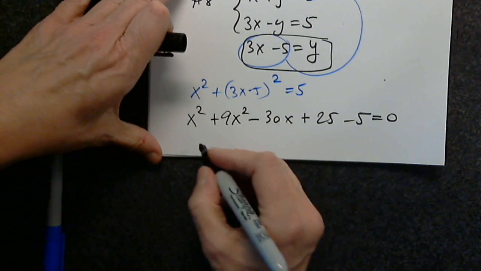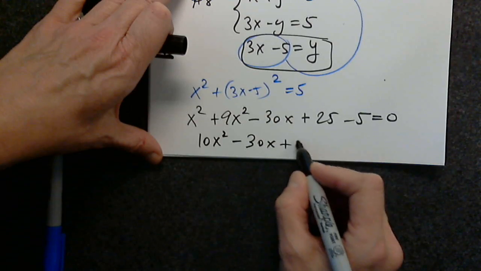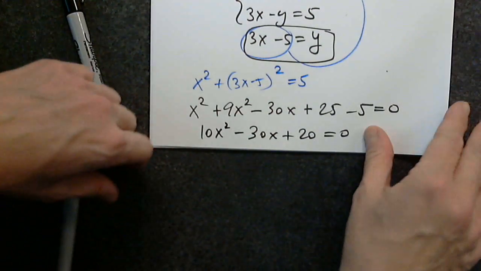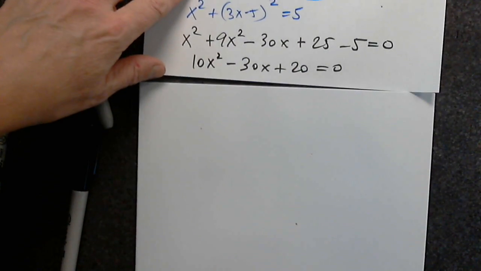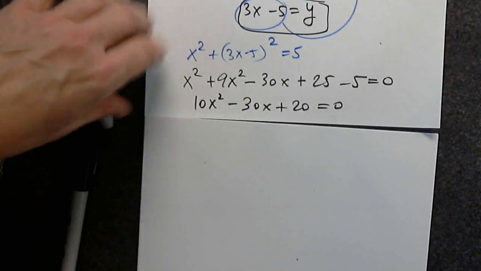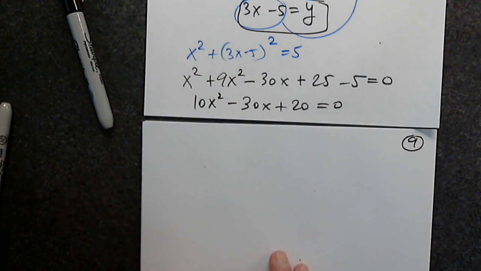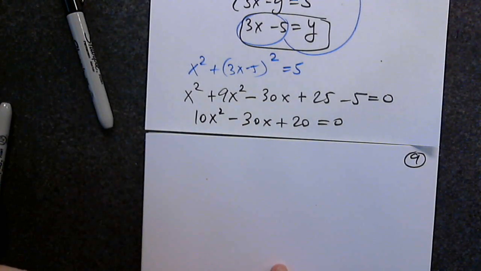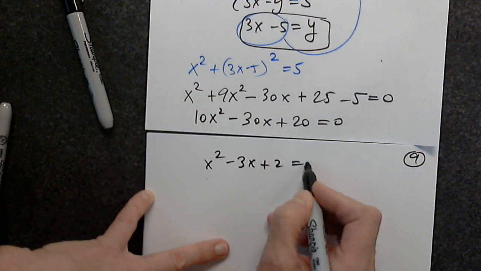So this is 10x squared minus 30x plus 20 equals 0. Of course, I'm going to simplify it. That's one of the key words in math. Simplify and factor. So what will you simplify both sides of this equation by? Yes, so we have x squared minus 3x plus 2 equals 0.